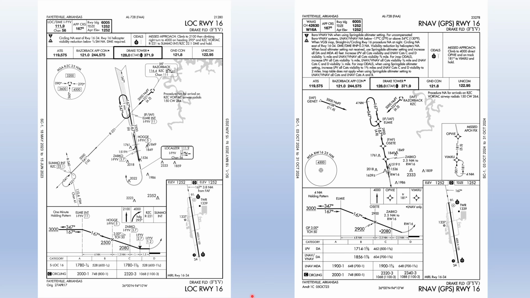When you arrive in Fayetteville and pick up the ATIS, they are advertising the localizer to runway 16 and the RNAV GPS to runway 16 are in use. The weather is currently reporting a ceiling of 600 feet and a visibility of 1 mile. What approach will you choose to use?